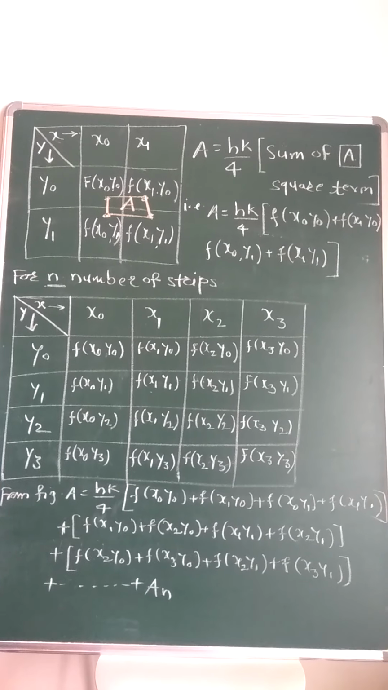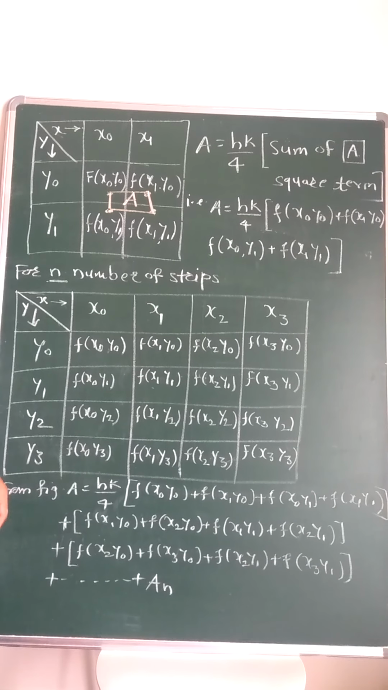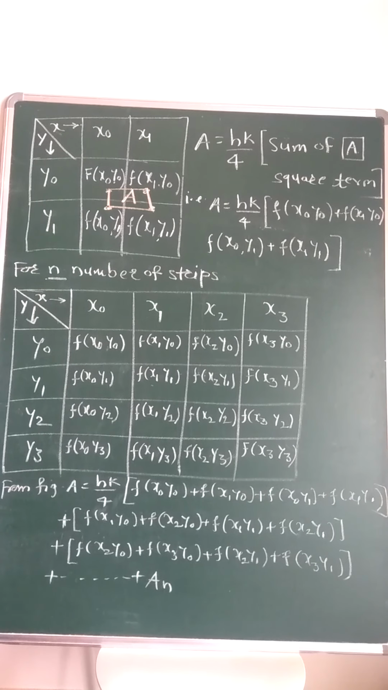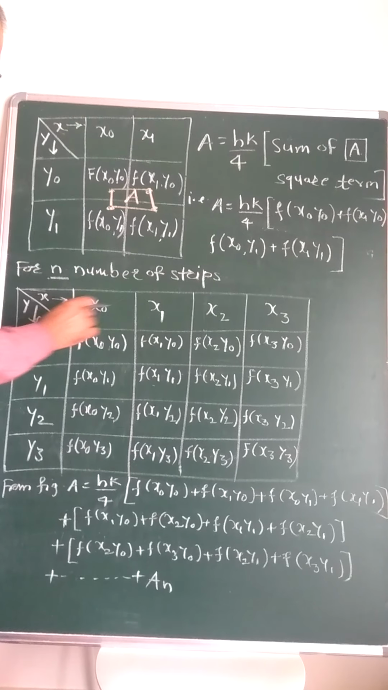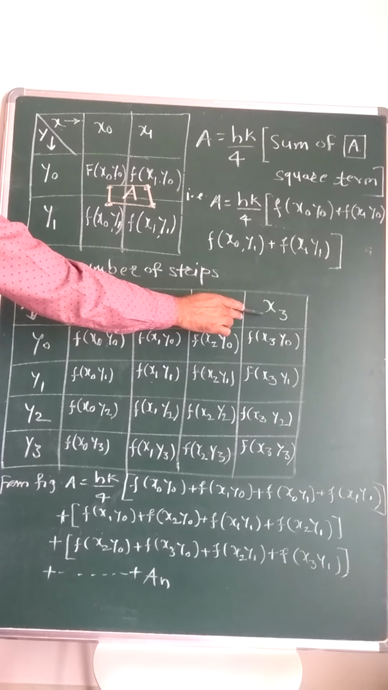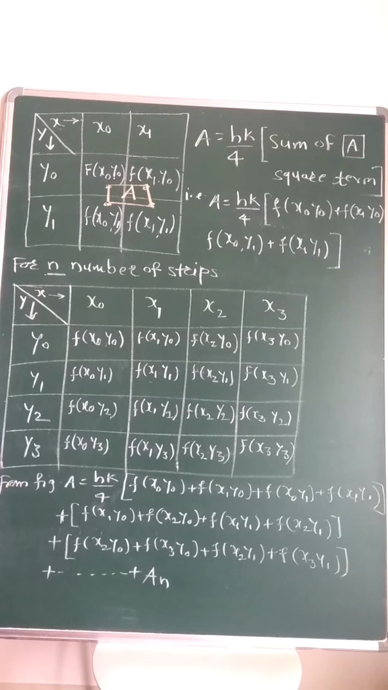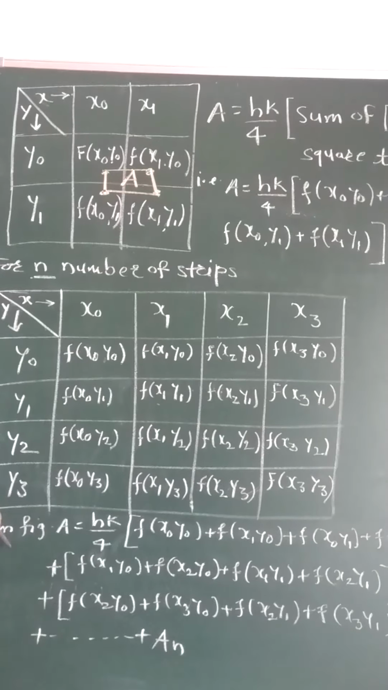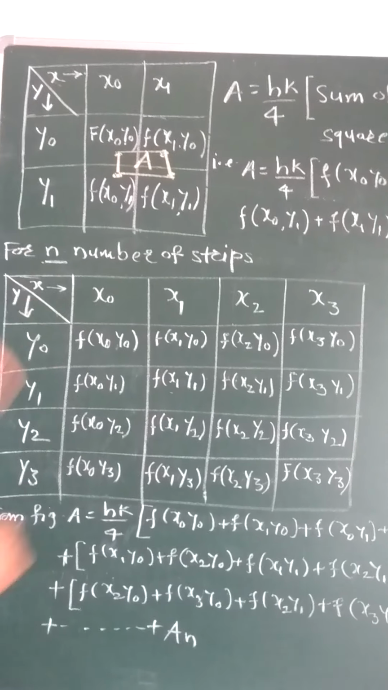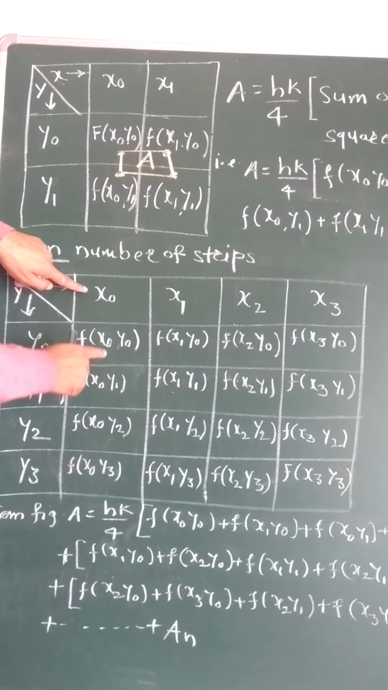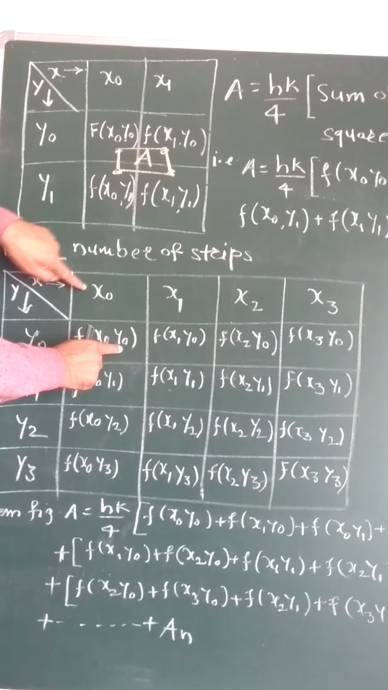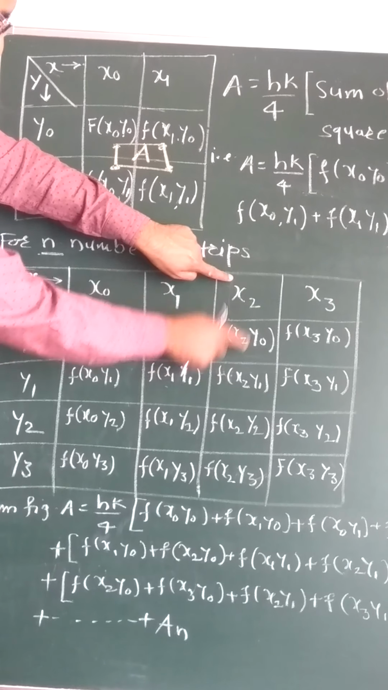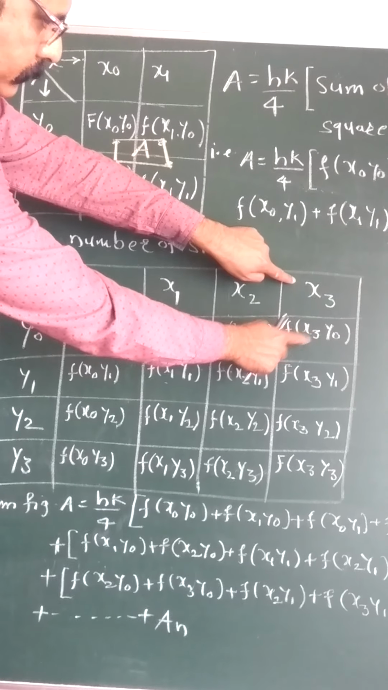But if we have n number of strips, then again write all the values of x and y in table form. These are the values of x: x0, x1, x2, x3, x4, x5 up to xn. Similarly, these are the values of y: y0, y1, y2, y3, y4, y5 up to yn. Therefore, this value is f of x0, y0. This value is f of x1, y0. This value is f of x2, y0. This value is f of x3, y0.